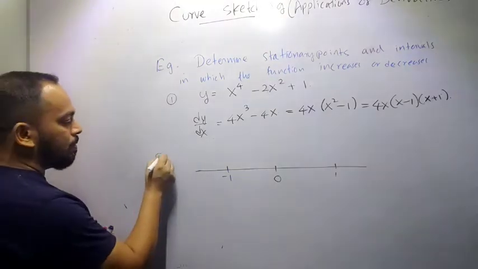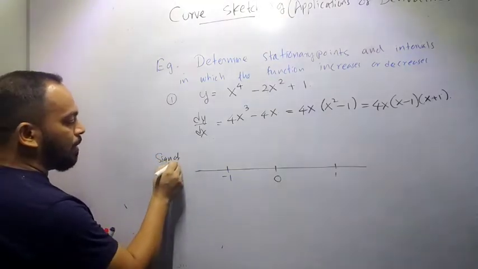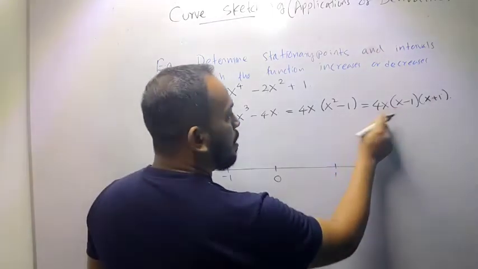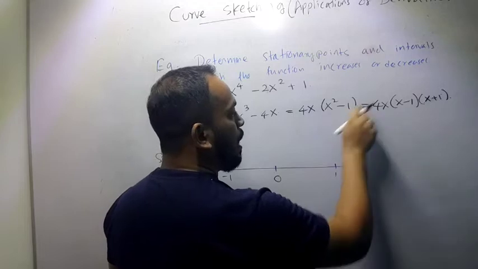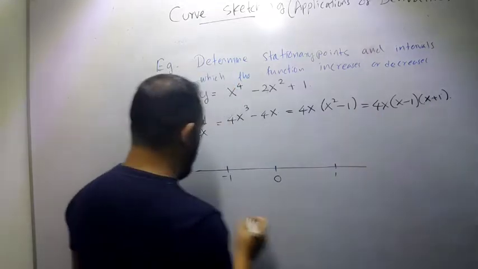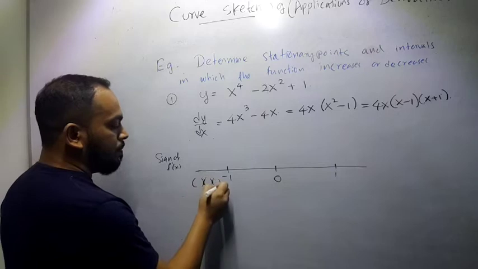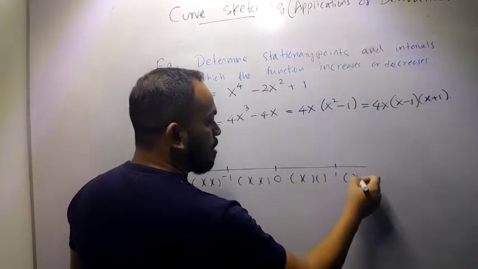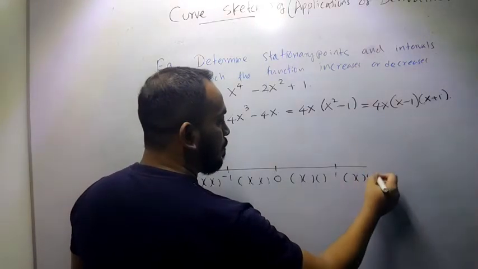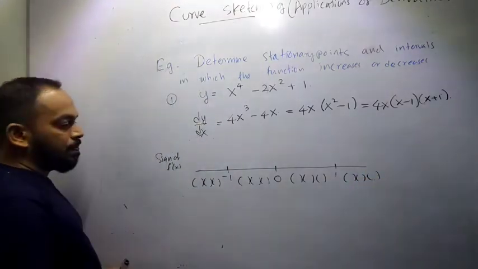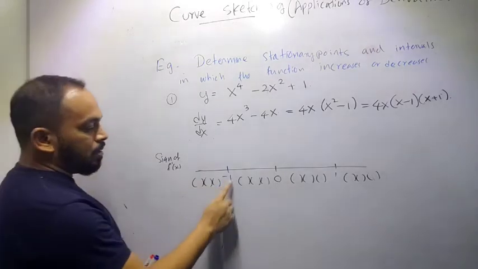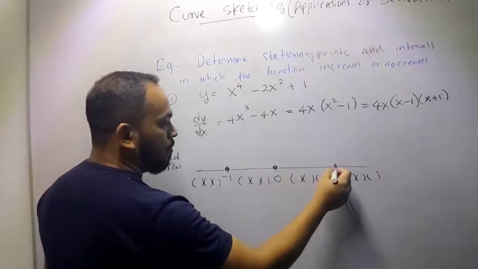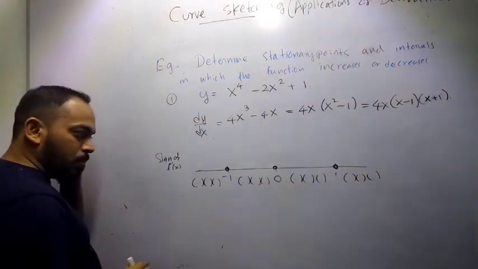Then here, sign of f dash of x. Now how many factors are there? 4 is positive, so we don't really have to consider this. These are the 3 factors. So I'm going to put 3 brackets like this. Then see what happens. At these points, it is 0, so you don't really have to mention it here for the moment.